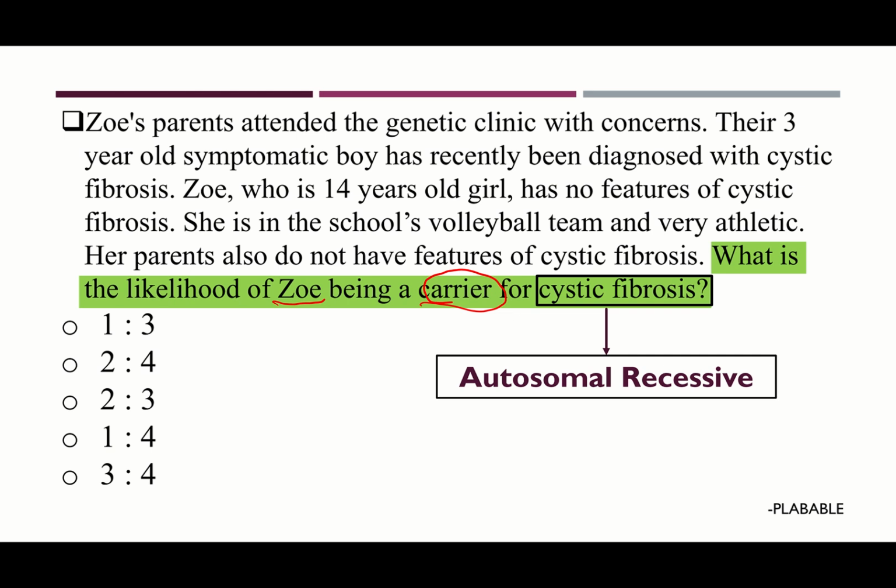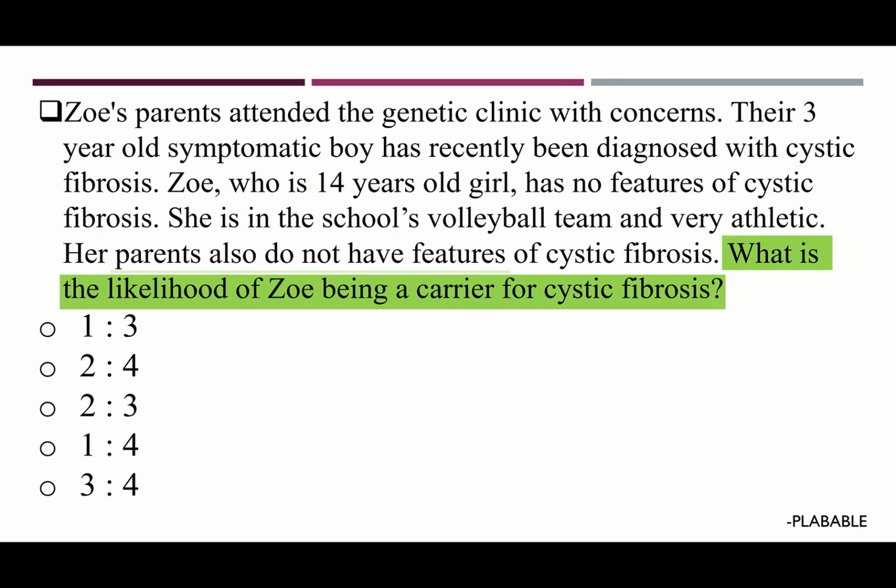So we read the line above. Her parents also do not have features of cystic fibrosis. Okay, so once you have practiced enough questions from genetics, at this point you should be able to tell the meaning of this line here. Since parents are mentioned, they're referring to both parents.